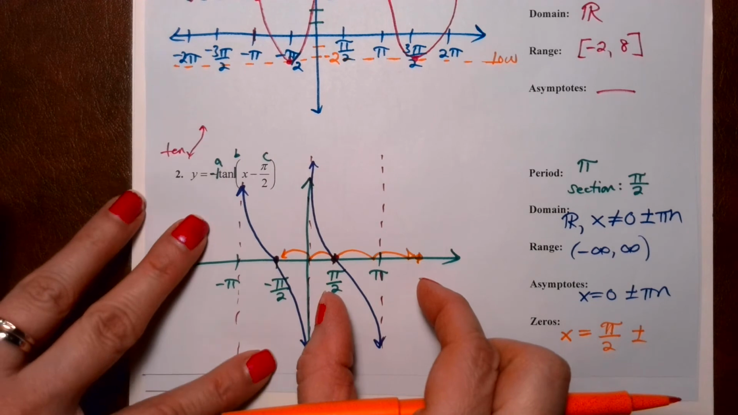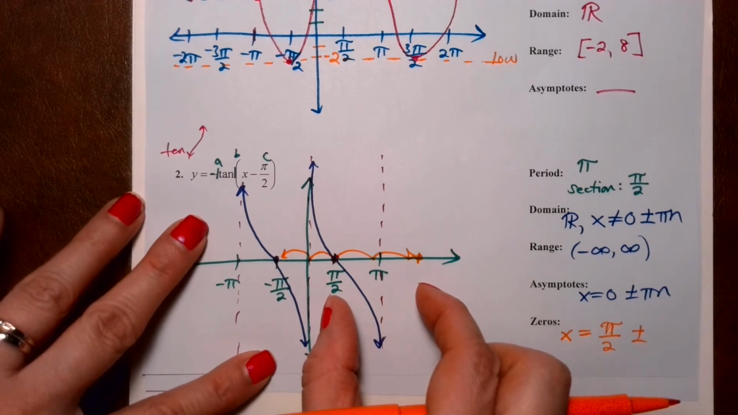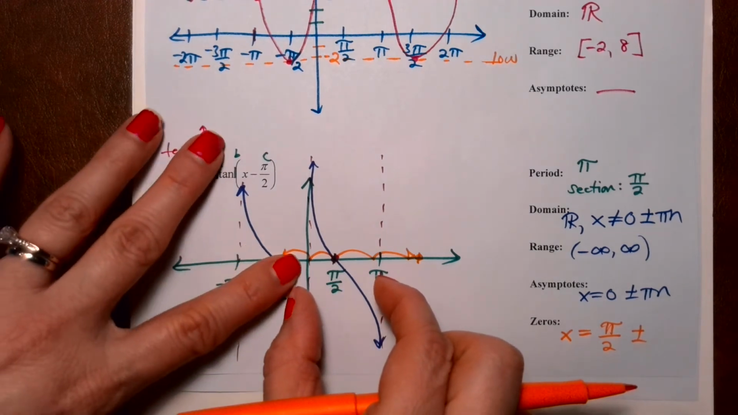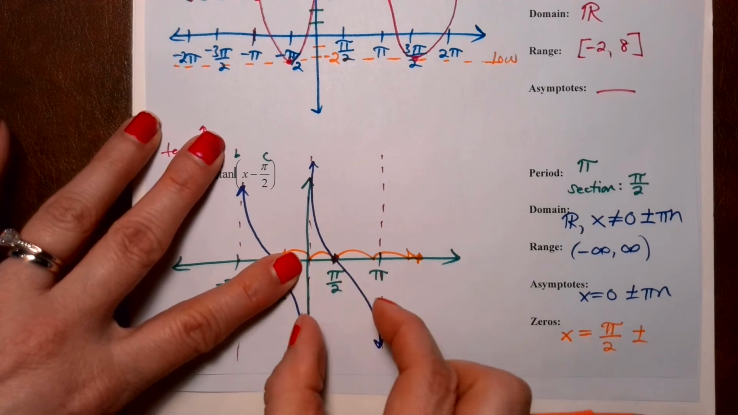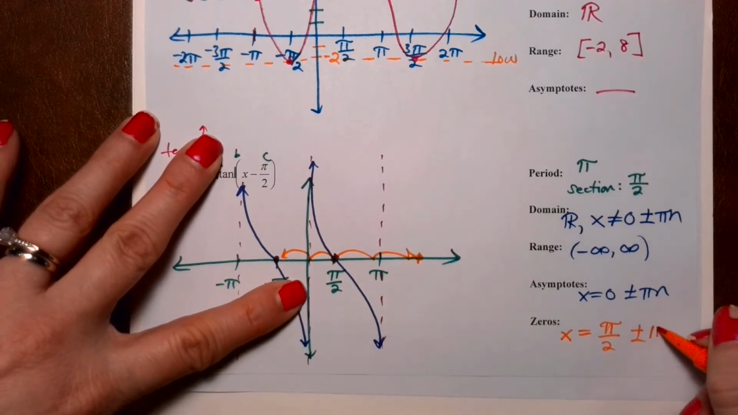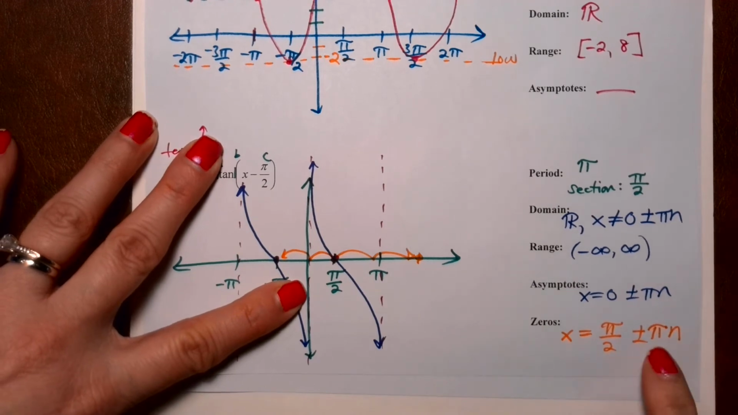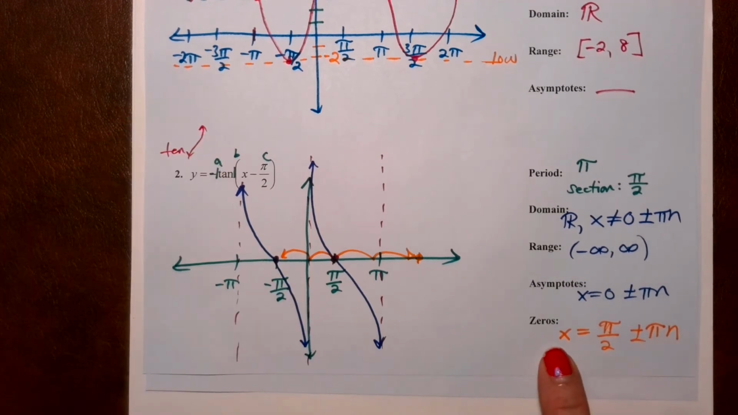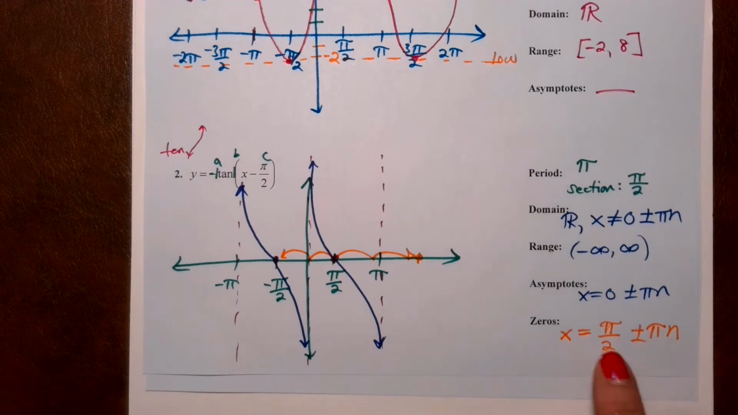What's this space that's 2 sections? I know, I'll just go over here, slide my fingers. The distance of 2 sections is pi. So pi is the space to the next one, pi n. Are you writing x equals? Do you have plus minus? Do you have your n?